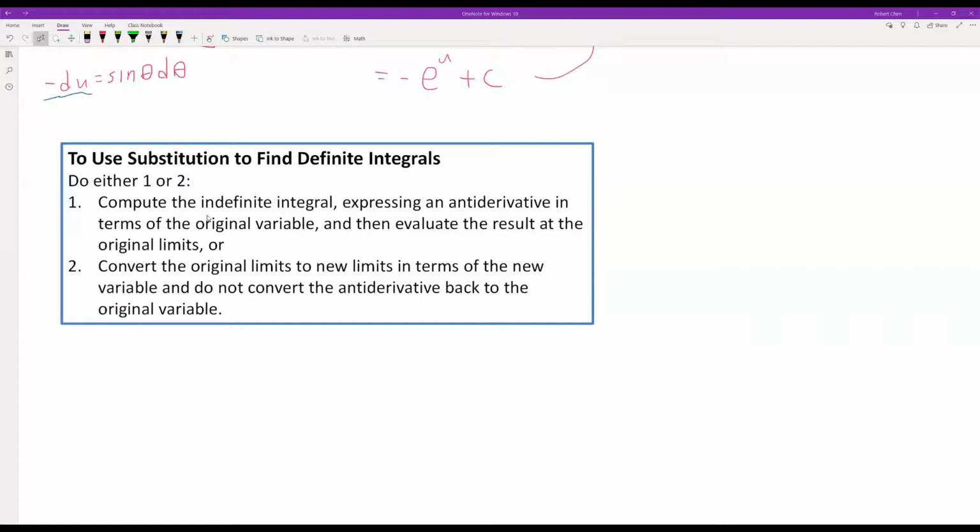So the main difference between these two is that the first method requires a reverse substitution, right? Which was step 4. And the second one, we have no need for reverse substitution, but we do need to play around with the bounds, or the limits of integration, a little bit. Okay, so we are going to take a look at both of them with the next example.